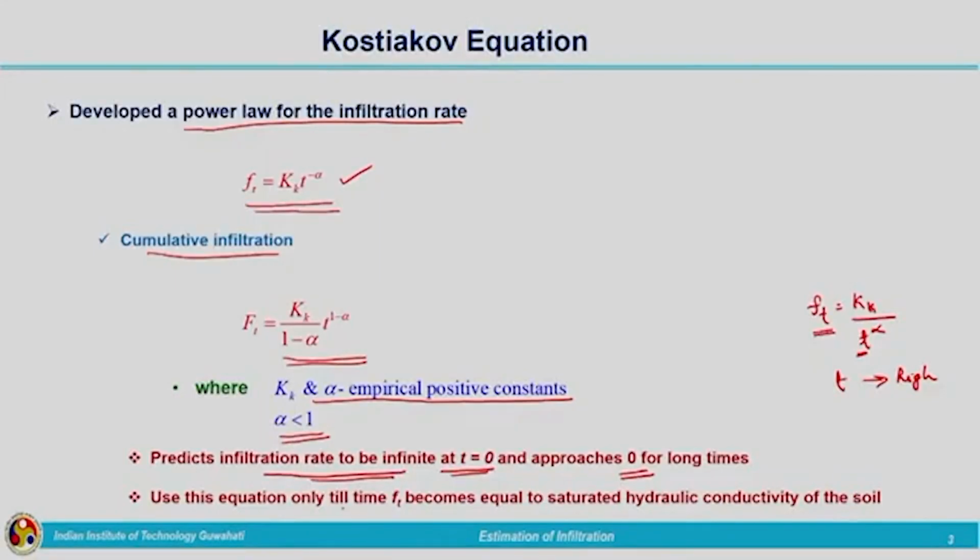And if the soil is fully saturated, still there will be an infiltration taking place. Infiltration will not be 0, it will be a very small value. So, there are certain approximations to be taken care of in this case. We cannot consider the infiltration to be taking place for a long time. We will stop the experiment when the infiltration rate reaches the steady state value, and we will take that as the hydraulic conductivity value. So, this equation is valid till the time f(t) becomes equal to the saturated hydraulic conductivity of the soil.